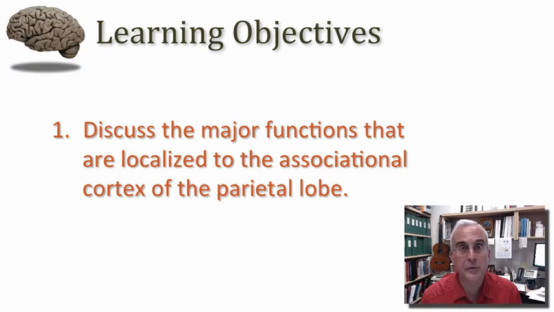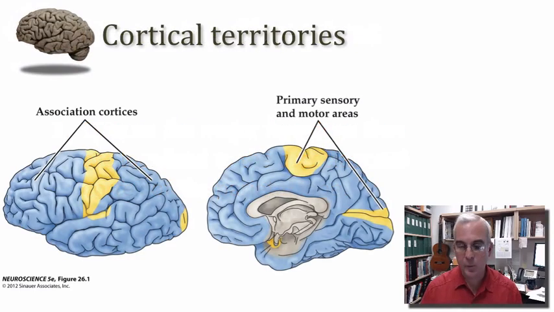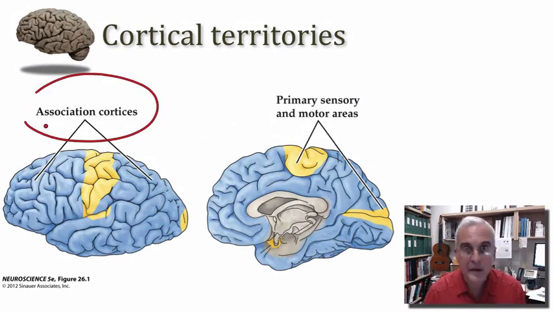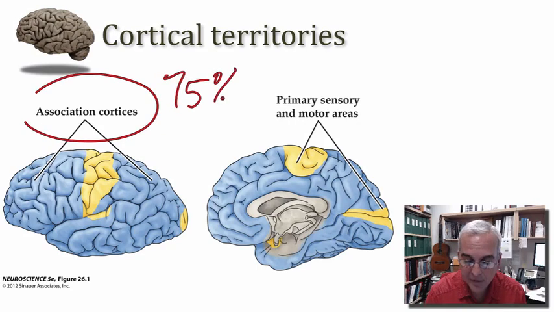Okay, well, moving into our learning objective for today, there's just one objective, and that is for you to be able to discuss the major functions that are localized to the associational cortex of the parietal lobe. I'll remind you that when we are speaking of the associational cortex, what we are referring to really is the 75% or so of the cerebral mantle in each hemisphere that is beyond our primary sensory and motor region.